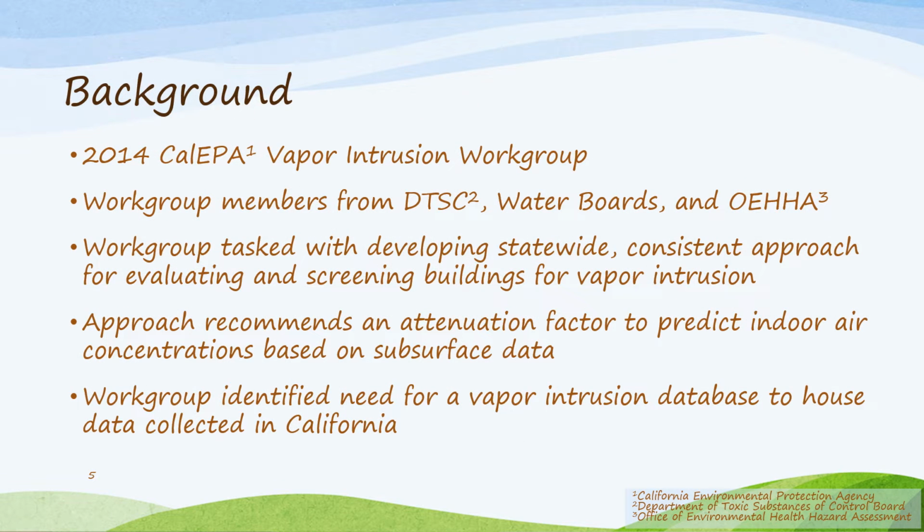So back in 2014, Cal EPA established a vapor intrusion workgroup. This workgroup is a multi-agency group with members from DTSC, the state and regional water boards, and OEHA. The focus of this workgroup is to develop a statewide, consistent approach for evaluating and screening buildings for vapor intrusion. This approach uses an attenuation factor to predict indoor air concentrations based on subsurface data. Over the course of developing this stepwise approach, the workgroup recognized the need for a database to house the data collected in California to further evaluate vapor intrusion.